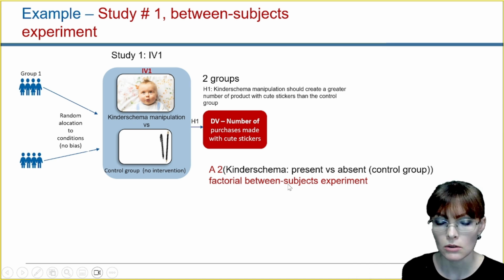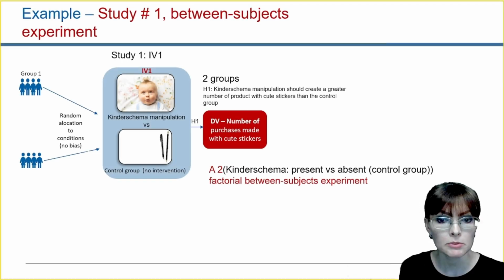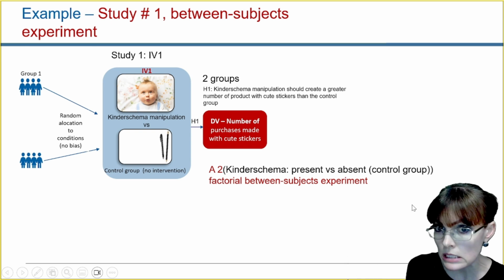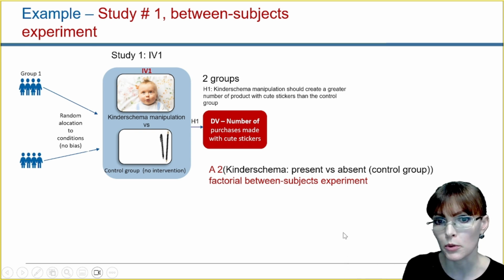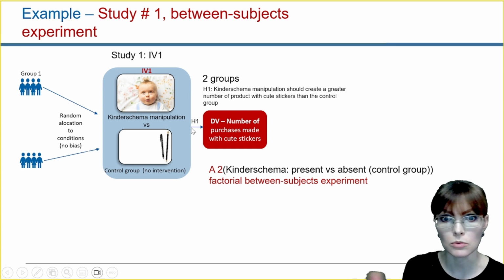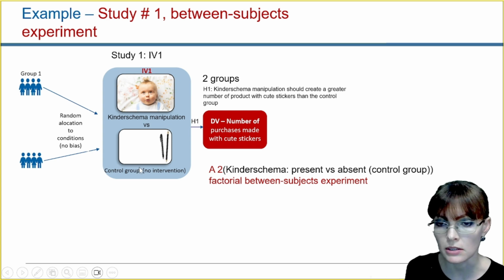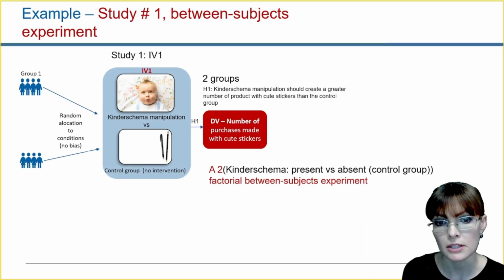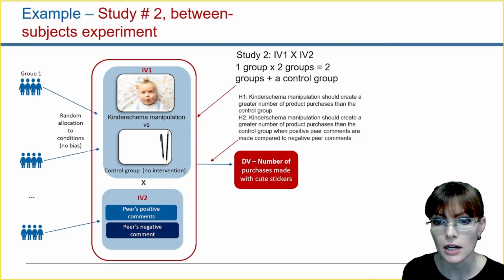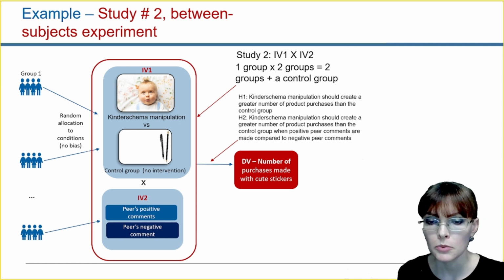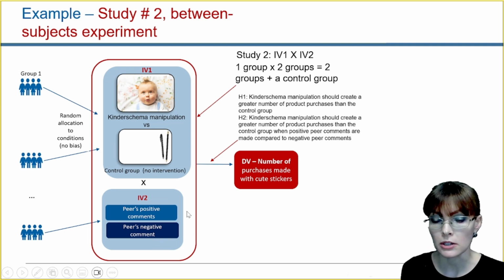Between subject design also suggests that individuals were randomly allocated to one of these two manipulations. Now let's say we ran this experiment and we've proven that kinder schema does indeed impact a greater number of products purchased or selected with cute stickers on them compared to when people are not exposed to such a priming condition. Let's say we want to investigate this phenomenon a bit further and ask, would we observe exactly the same results if we have positive or negative peer comments?